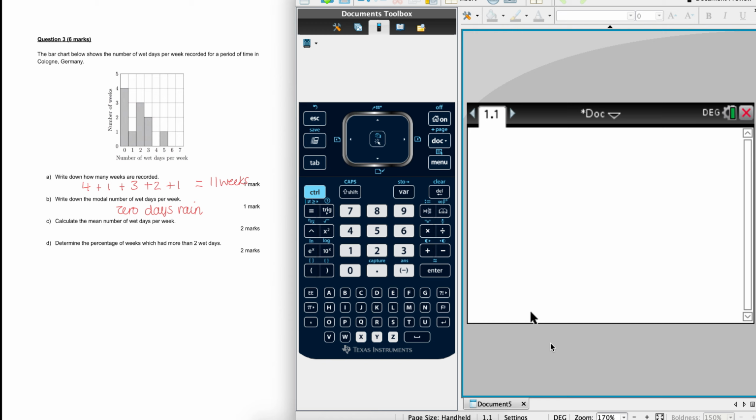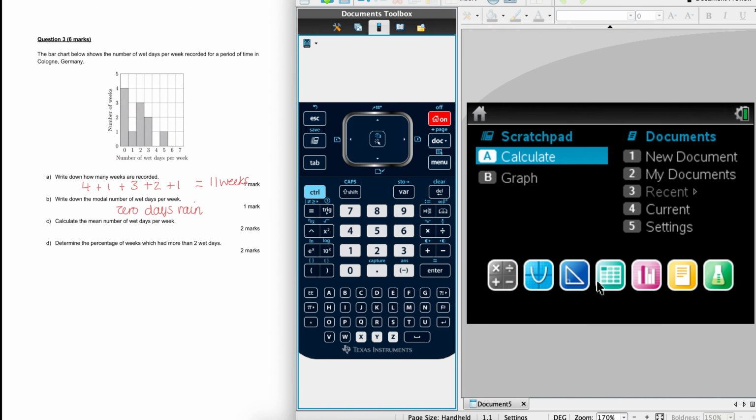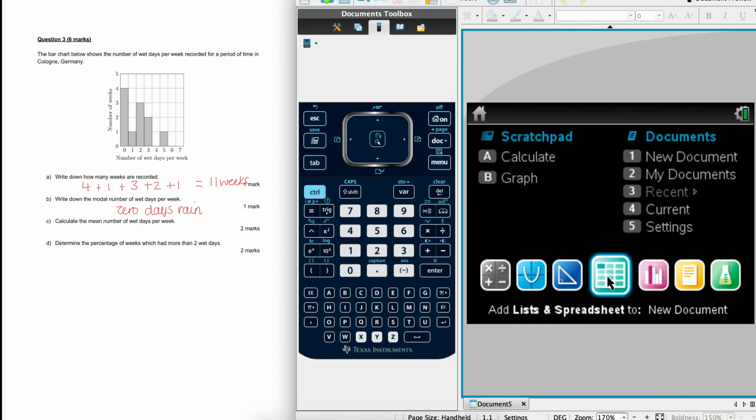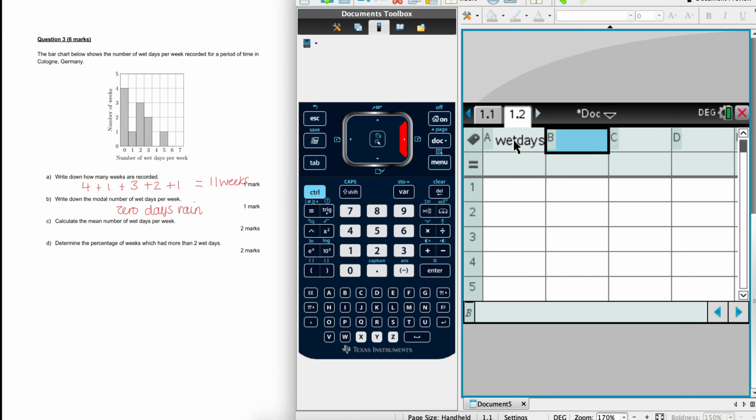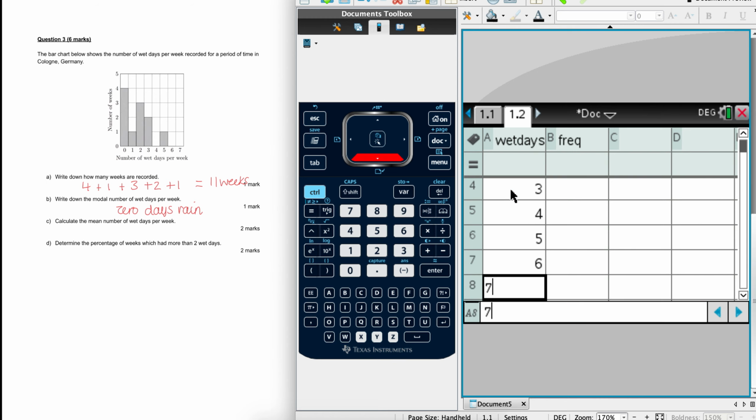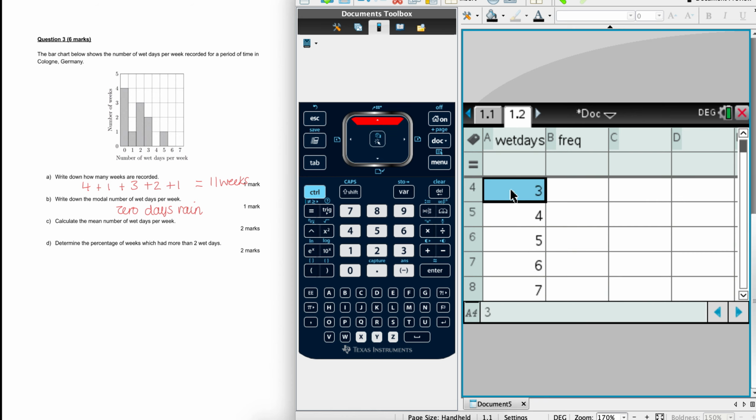And then we need to calculate the mean number. So you can do this either by hand or we can do it on the GDC. So if we're using the GDC to do this, we're going to tabulate our data. So we have the number of wet days, and then we have the frequency of that happening, which is the number of weeks that it happens. So we have no wet days, 1, 2, 3, 4, 5, 6, or 7. And then we also need to write the frequency of how many times that happened.